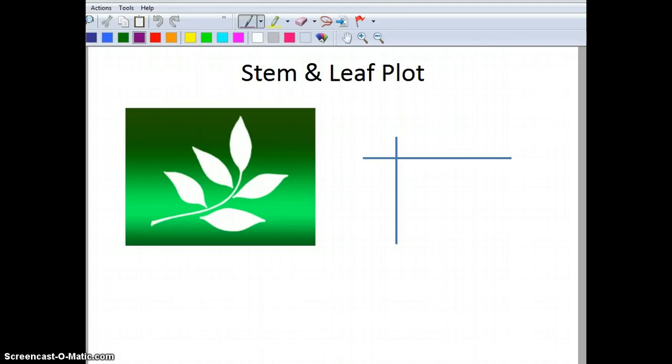Now, when we talk about a stem and leaf plot, it's very much like a stem with the leaves. So this area of your chart would be the stem, while this area would be the leaf.